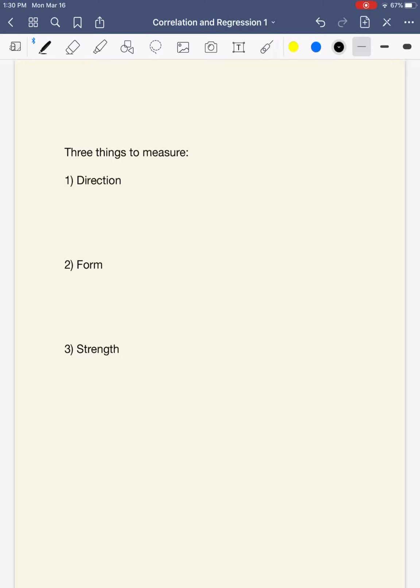The first is the direction of the scatter plot. We're going to be looking for a couple options here. One is that we will look for scatter plots that display a positive direction. A positive direction means that generally, if we see increases in the explanatory variable, then we also are seeing, again, generally, increases in the response variable. So that would be a sort of positively directed pattern.